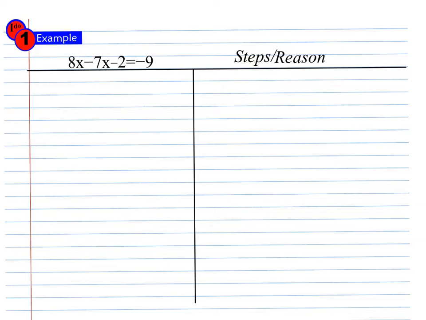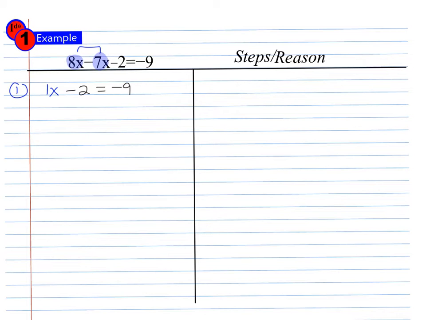So our first problem that we're going to be working on is 8x minus 7x minus 2 equals -9. The first step that we're going to do, if you notice, these are like terms because they both have the variable x. So when we combine them together, we're going to get 8x minus 7x is 1x. And if you don't want to put the 1, you don't have to. And then we're going to bring down our 2 equals to -9.